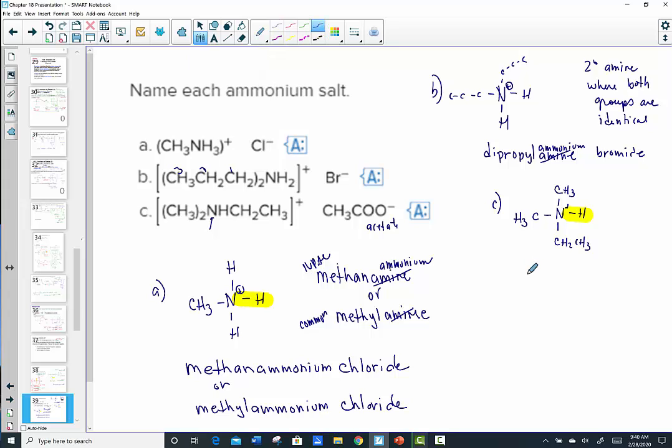So here we have a tertiary amine. The longest carbon chain is ethane, 1, 2. We have 2 methyl groups also. So this will involve an N,N-dimethyl, and then the 2 carbons are ethane. And then you'd have your amine, but I'm going to turn that into ammonium and then acetate.